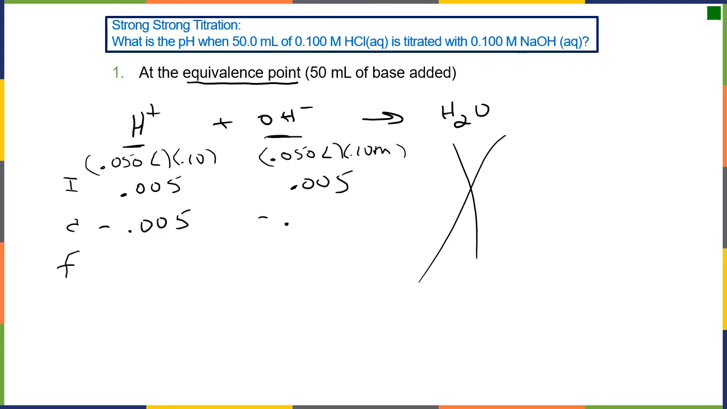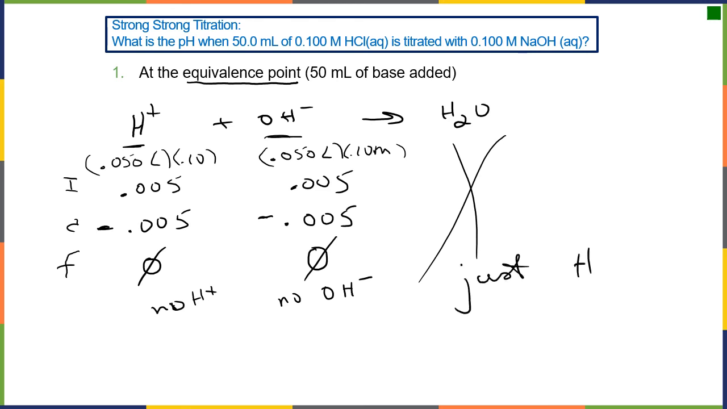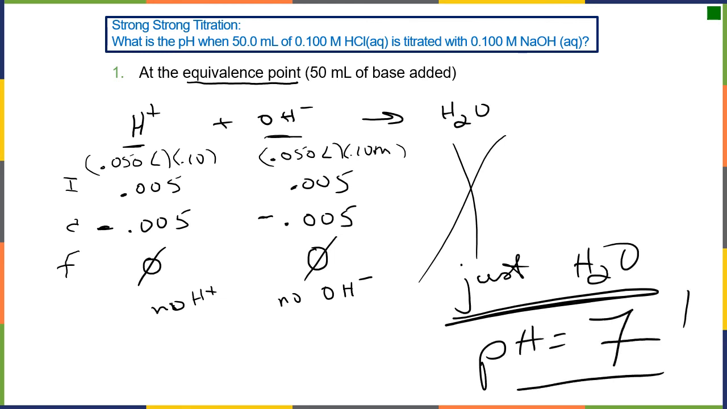We are at the equivalence point, which means by definition, the moles of the added base will equal the original moles of acid in the sample. So what does this tell us? This tells us that we have no H+, no OH-, no extra either, we have just water. And we say, okay, we can do this. If we have just water, our pH is 7. And anytime that we have a strong titration at the equivalence point, the shorthand is that in EQPT, our pH will be 7.